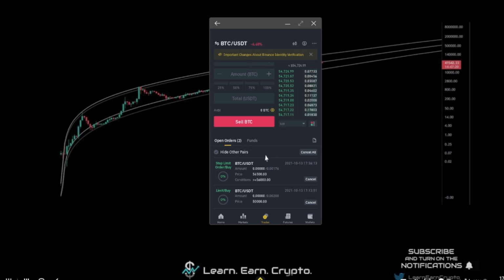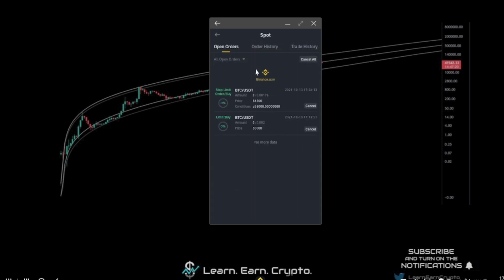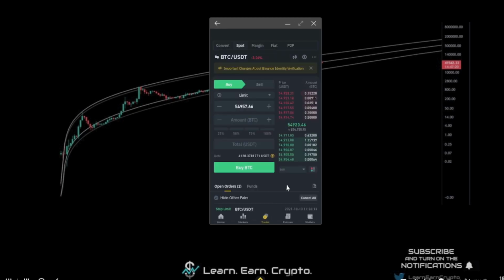In this section you will see your order and trade history. You can click on this button to check your open orders, order history, and trade history. And that's how you do the spot trading on Binance platform.